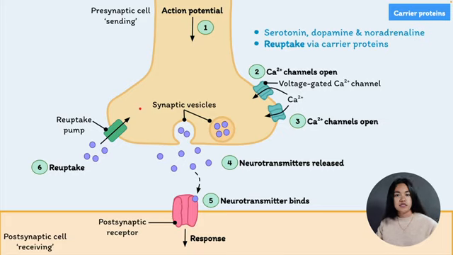Now, why is this process important? Why are we talking about this? Because reuptake helps to regulate the duration and strength of neuronal signaling. It's important to the overall functioning of the nervous system. And there are several different drugs that can interfere with this process, and they do so by blocking the carrier proteins, okay? Because if you block the carrier proteins, what's going to happen?